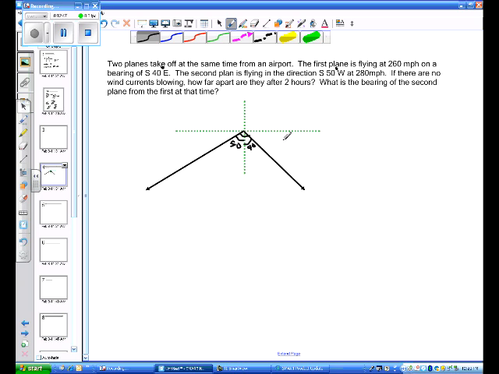Now we're flying for 2 hours. So if we went 280 miles per hour and we flew for 2 hours, then we're going to have traveled 560 miles. Whoops, that's the wrong one. We went 260 miles per hour, so that would be 520 miles. This one went the 560 miles.